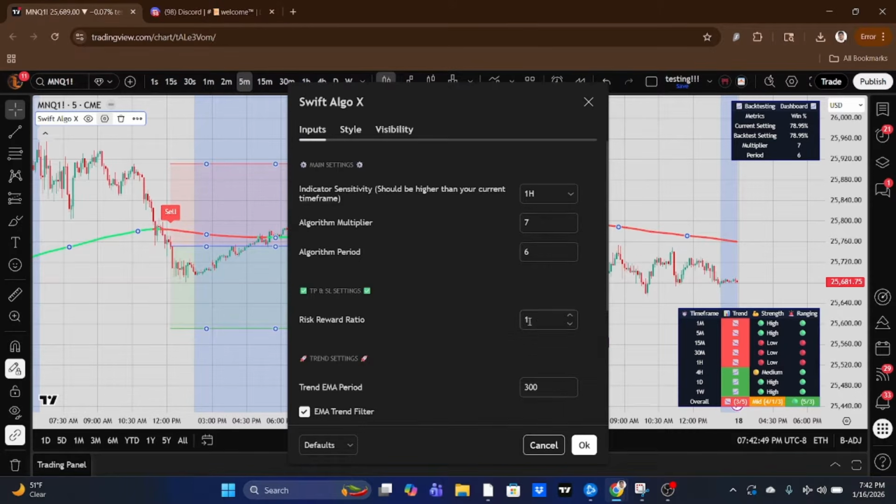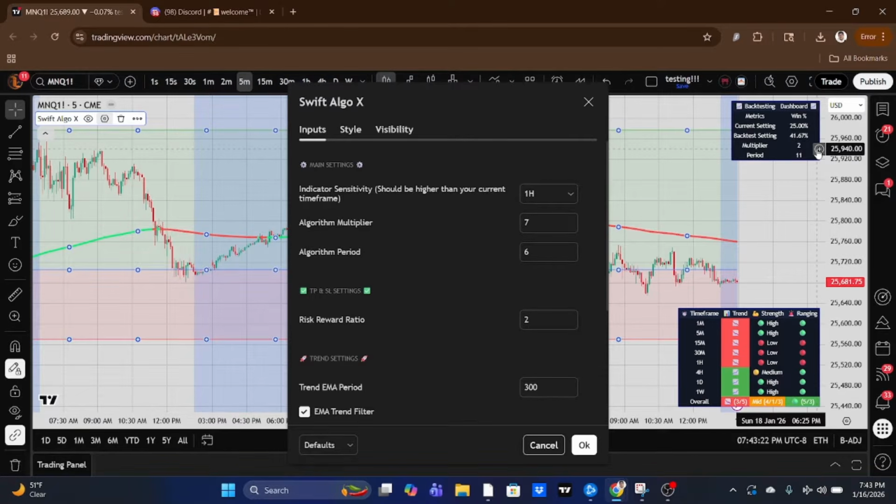Risk to reward, I keep this as a 1 to 1. You can always change it to 1 to 2 if you want, but it will drop down. Right now it dropped down to 41.67. That's completely up to you. If you have a risk to reward of 1 to 2, with a minimum of 50%, I would prefer you'll still be profitable. Even with as low as 40%, you'll still be profitable.